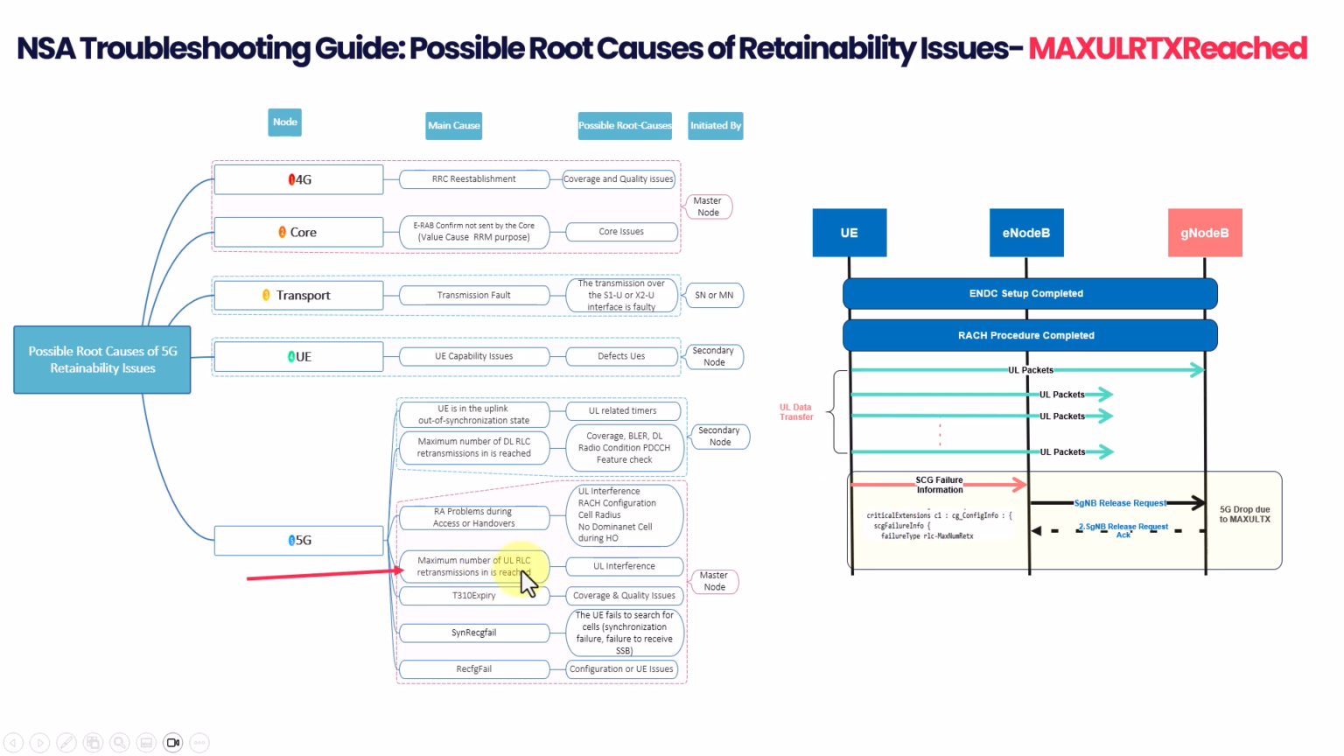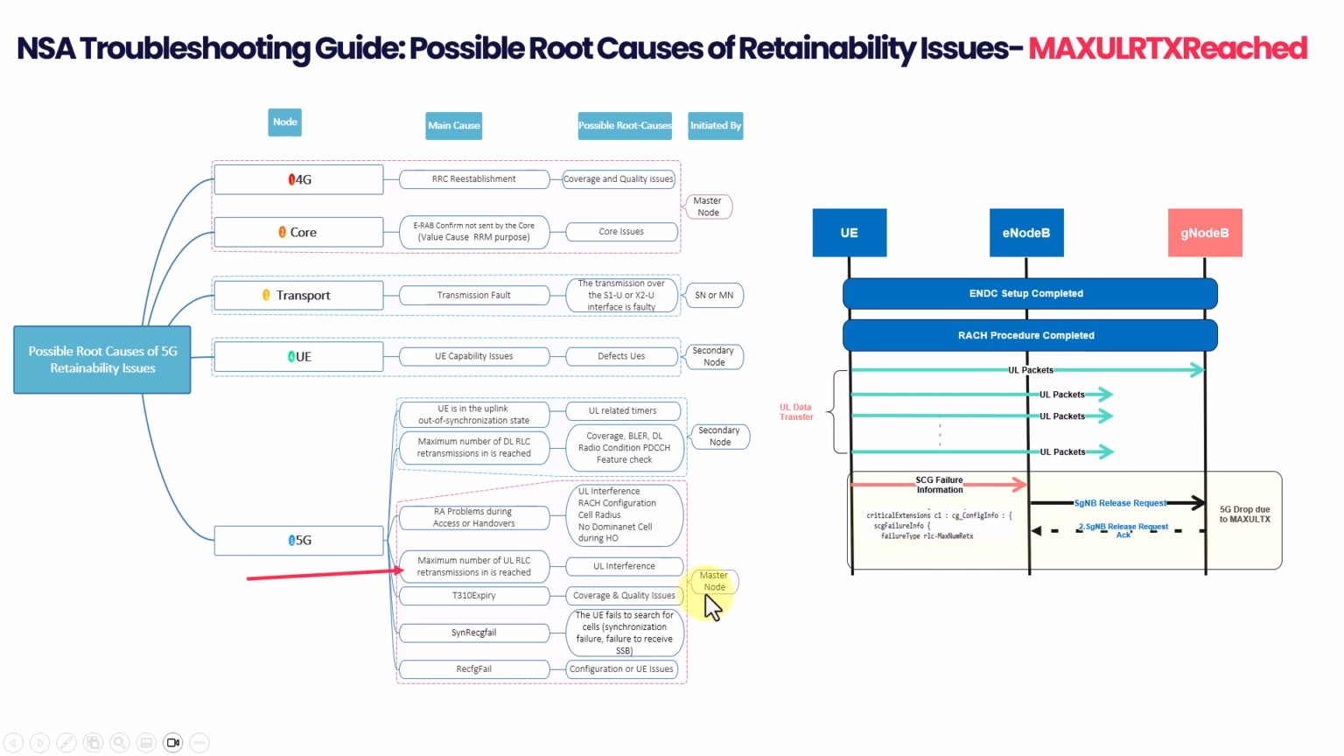The second one is about maximum uplink RLC. This will probably be due to uplink interference or uplink bad radio condition in general. In this case, the maximum uplink retransmission for RLC has been reached. So let's assume the uplink RLC maximum threshold is 8, and you have already crossed 8 retransmissions. In this case, the user will trigger SgNB failure with cause RLC maximum number of retransmissions. Once this is sent, the node B will initiate the release with cause UE connection loss, and the UE connection loss will also cover this particular reason, which is called RLC maximum number.